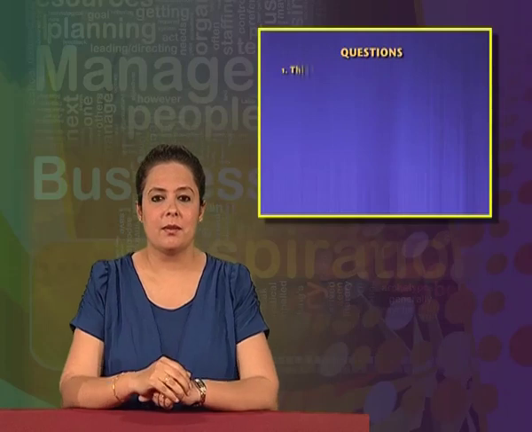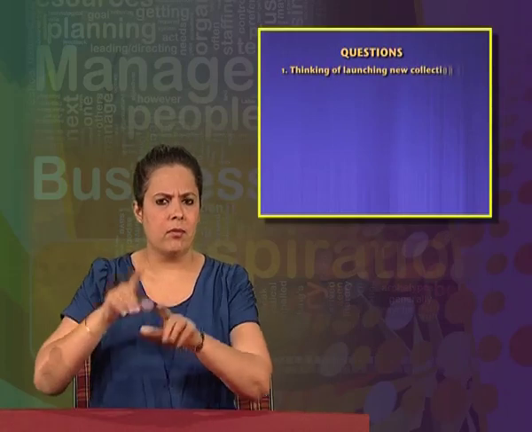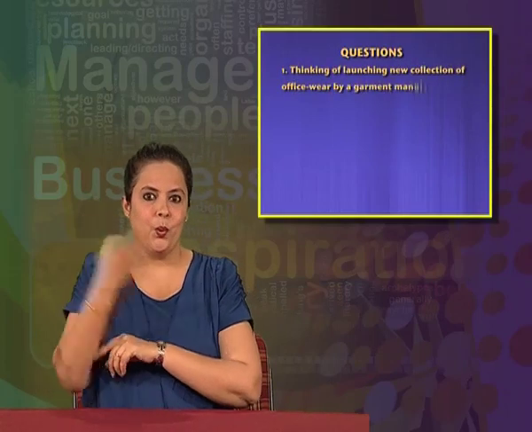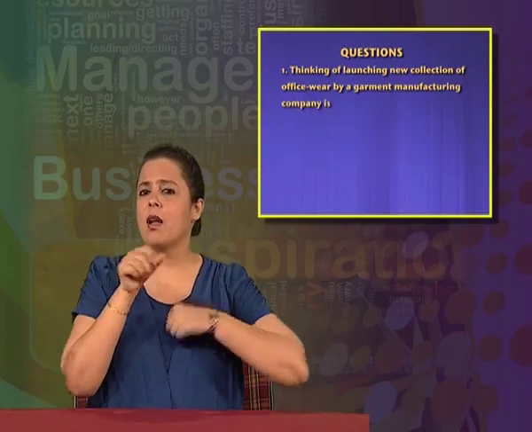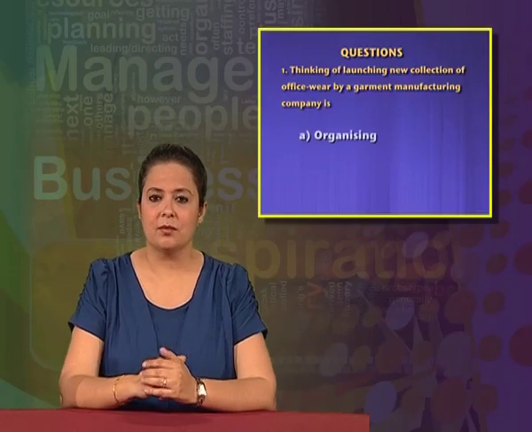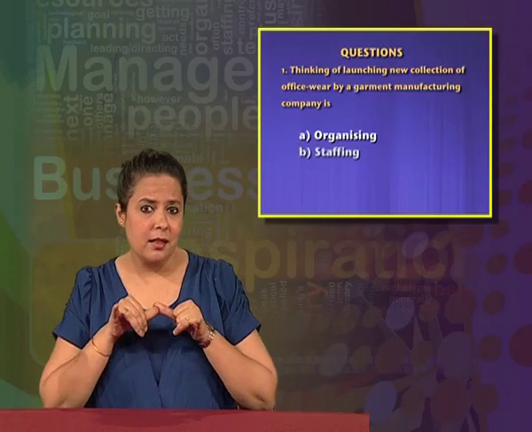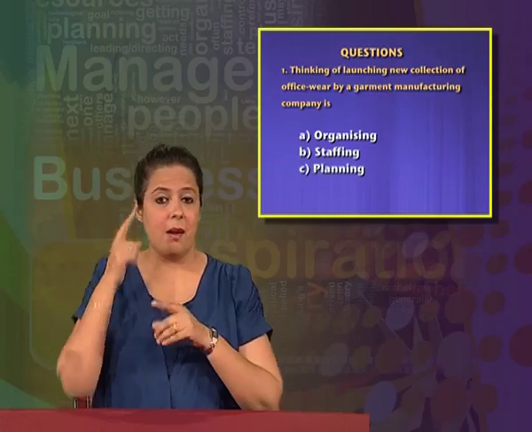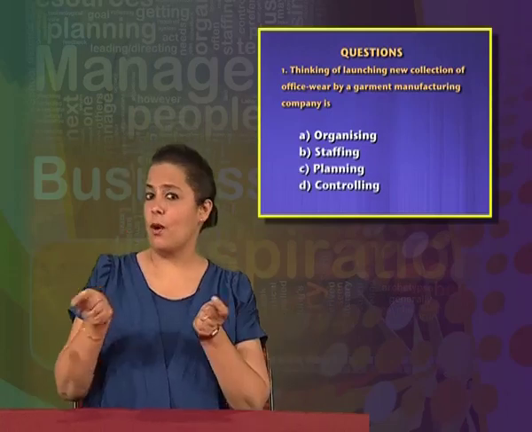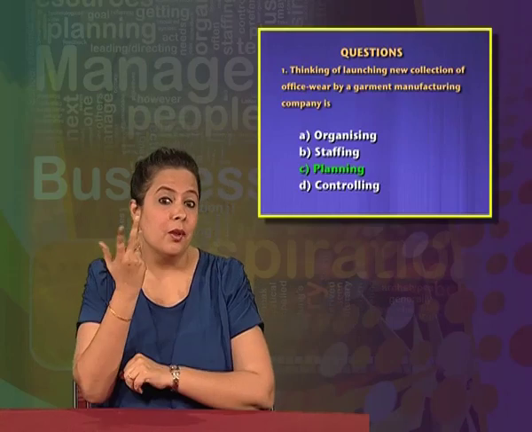But before starting the new chapter, let me tell you the correct answer of the questions which we had in our last episode. Question number 1. Thinking of launching new collection of office wears by a garment manufacturing company is A. Organizing, B. Staffing, C. Planning, D. Controlling. And the correct answer is C.